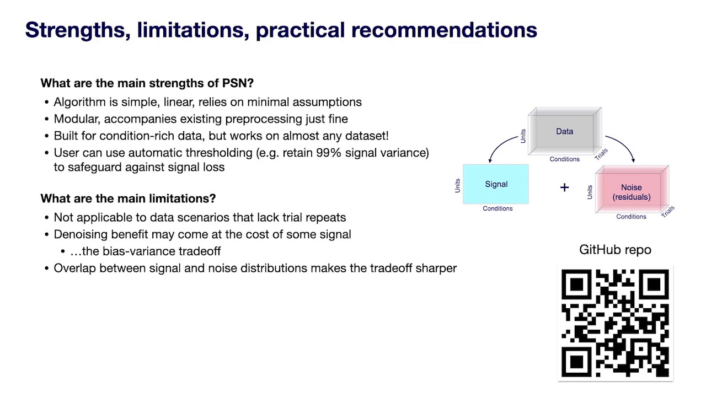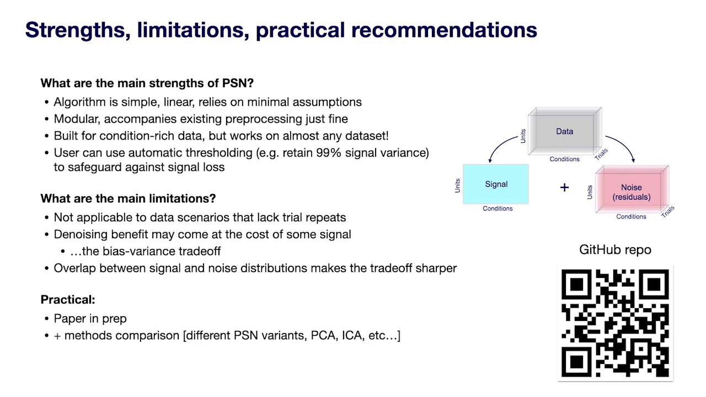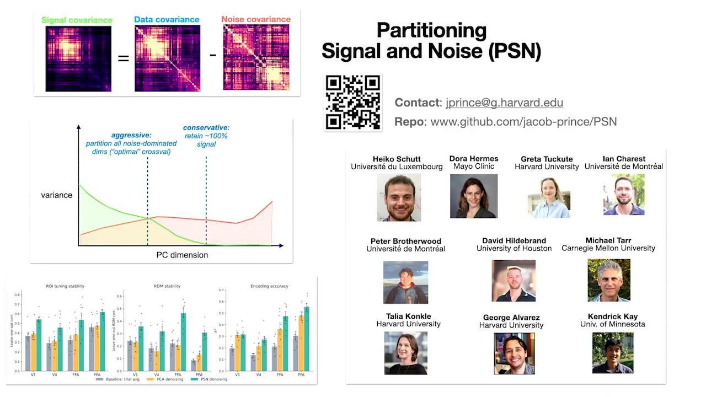On the practical side, the paper is in prep and will include comparisons between PSN variance, PCA, ICA, and several other methods. And we'd love for people to come help us test the method on your data. The code is in very early beta, and so please come find me if you're interested in applying it. And with that, I'd like to acknowledge our great team of collaborators again, and happy to take questions. Thank you.